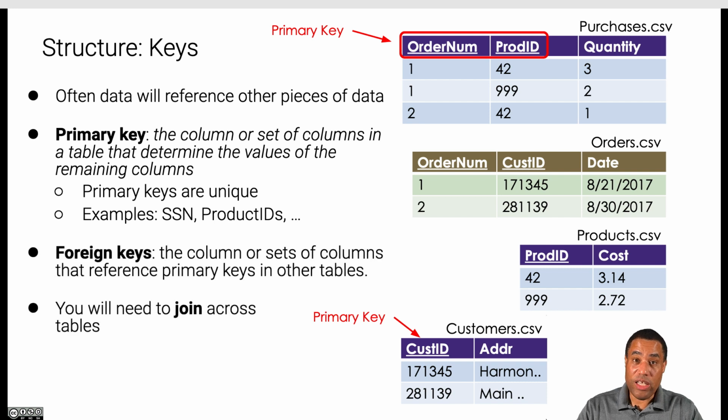Now, foreign keys are the columns or set of columns that reference primary keys in other tables. And we need foreign keys to be able to do joins across the tables. So here in orders.csv, customer ID is a foreign key. And that lets us do a join between, say, orders.csv and customers.csv so we could get the addresses associated with an order.